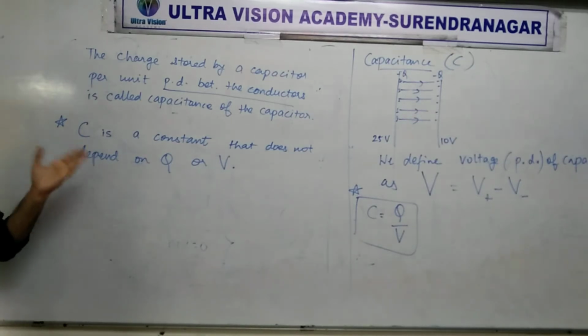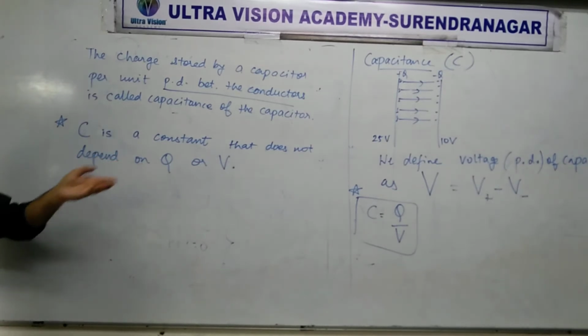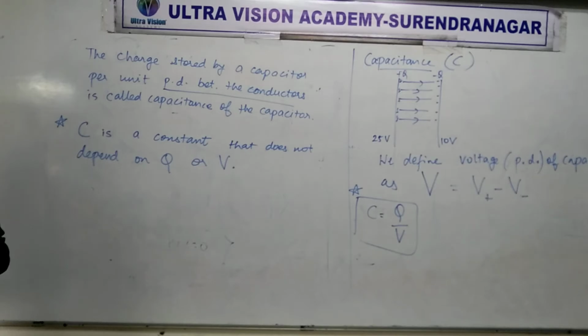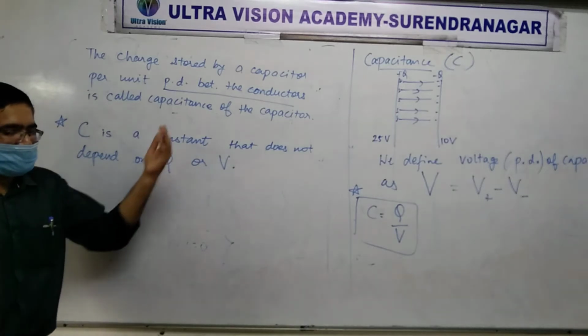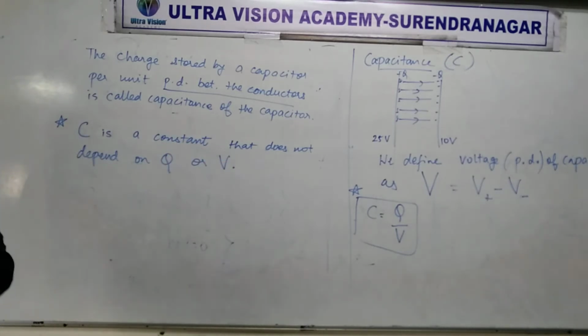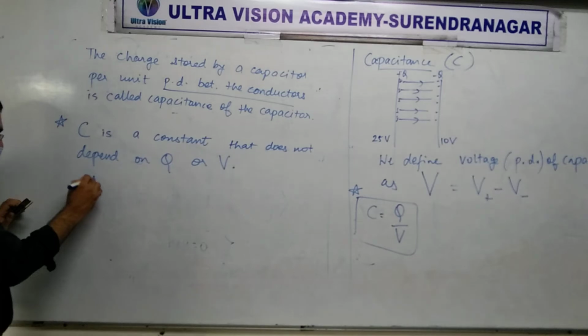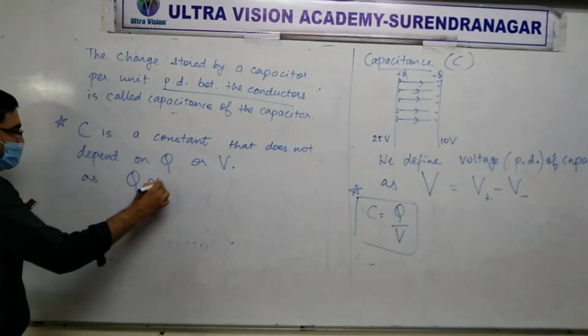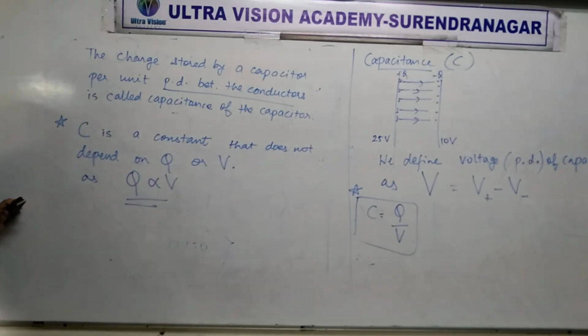C is a constant that does not depend on Q or V. In the formula it doesn't appear so at all. In the formula it looks like C depends on Q and C depends on V. The truth is it's neither dependent on Q nor on V. The reason is that always you will find that Q is proportional to V.